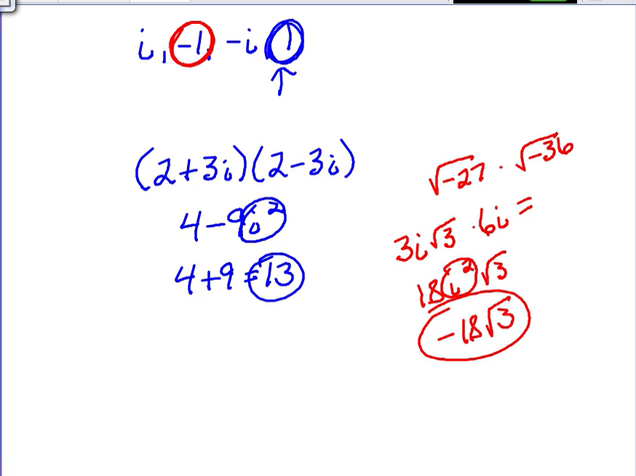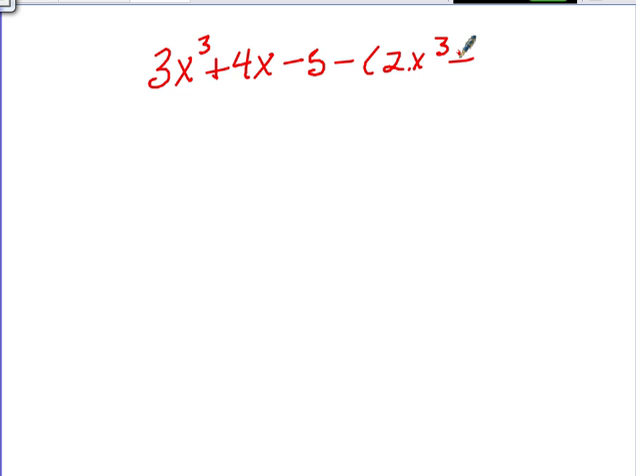Also on tomorrow's test, and I'm not going to do a whole lot of this, but make sure that you know how to add and subtract polynomials. 3x to the third plus 4x minus 5, minus 2x to the third plus 4x squared minus 6. And again, I'm not going to do that. It's combining like terms. That's all you're doing there. 3x to the third combines with minus 2x to the third. 4x combines with minus 4x. -5 minus -6.